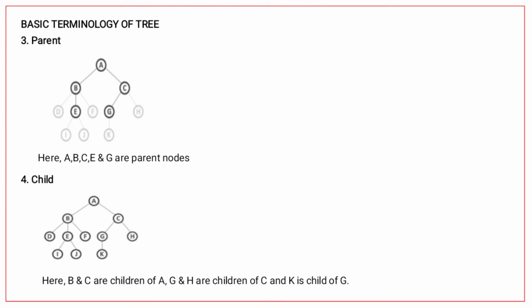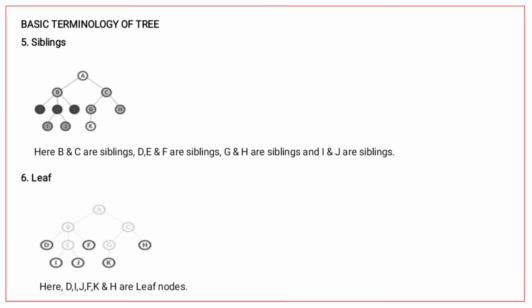Next is child. In a tree, the node which has a link from its parent node is called a child node. It can also be defined as the node which is a descendant of any node. In a tree, any parent node can have any number of child nodes. All the nodes except the root are called child nodes. See the figure. Here, B and C are children of A, G and H are children of C, and K is a child of G.